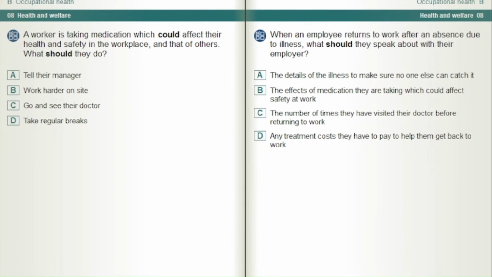When an employee returns to work after an absence due to illness, what should they speak about with their employer? The details of the illness to make sure no one else can catch it. The effects of medication they are taking which could affect safety at work. The number of times they have visited their doctor before returning to work. Any treatment costs they have to pay to help them get back to work.